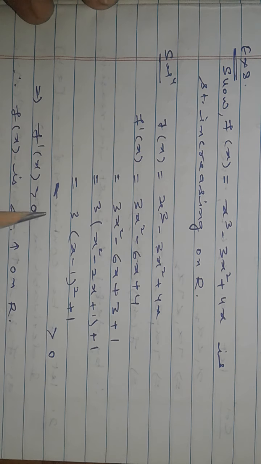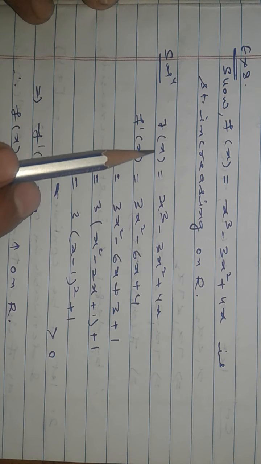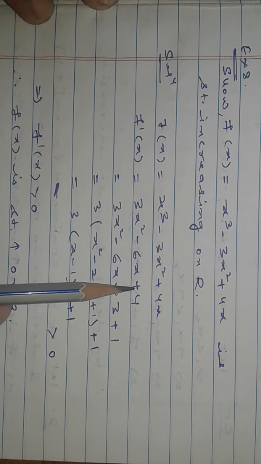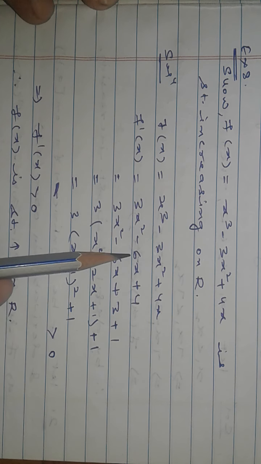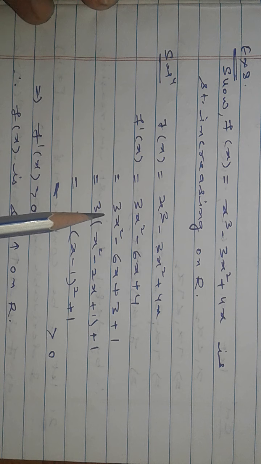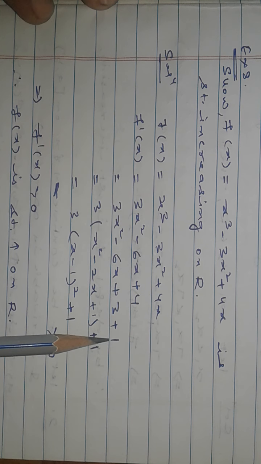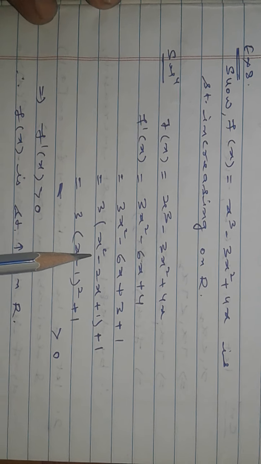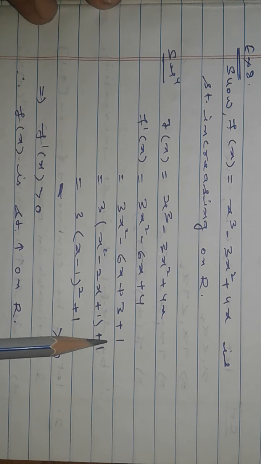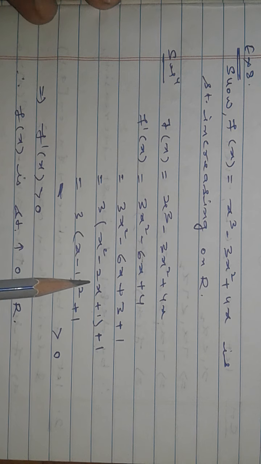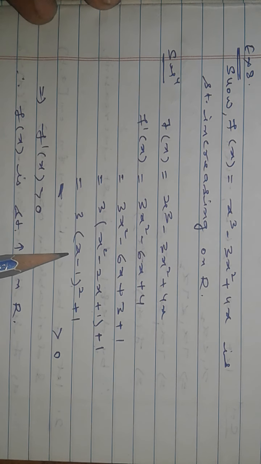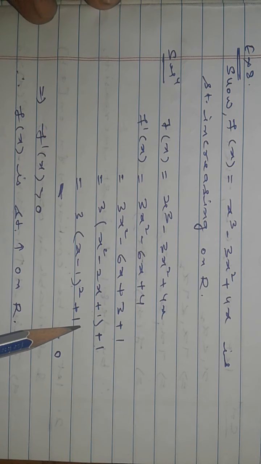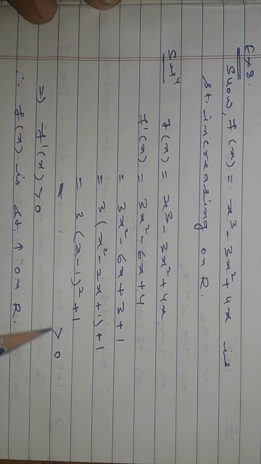तो by the second definition, function दिया हुआ है, उसका डेरिवेटिव निकाला, 3x square minus 6x plus 4. Now 4 is split 3 plus 1. Now taking 3 common, x square minus 2x plus 1, and this plus 1, it is (x minus 1) whole square. So we know that 3 is positive, (x minus 1) whole square is also positive, plus 1 is also positive, so f dash x is greater than 0.